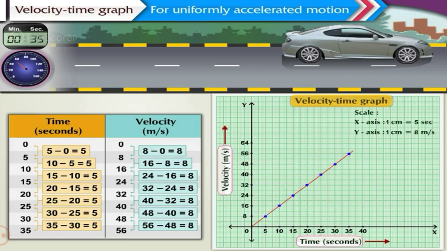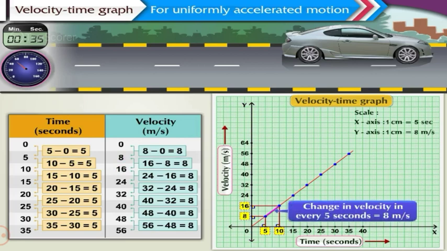For this, let us take two consecutive time intervals, like 5 and 10. From these points on the x-axis, draw perpendiculars to the graph line. From the points where these perpendiculars meet the graph line, draw two perpendiculars on the y-axis. These perpendiculars meet the y-axis at 8 and 16. The difference between these two is the difference in the velocities in 5 seconds. This difference is 8 meters per second.